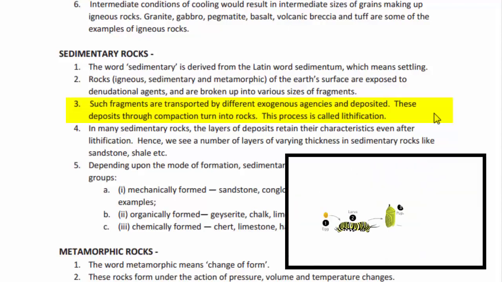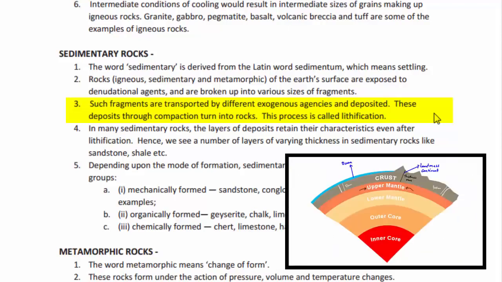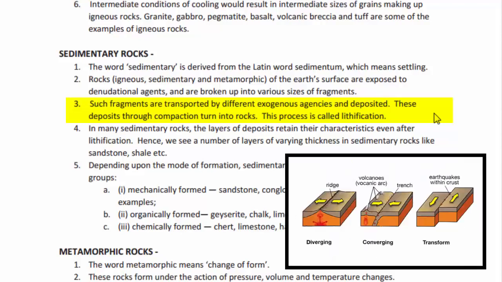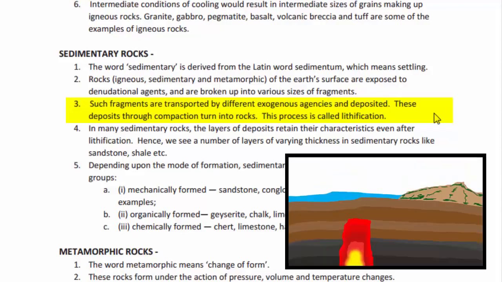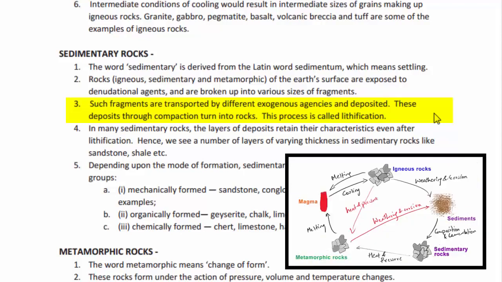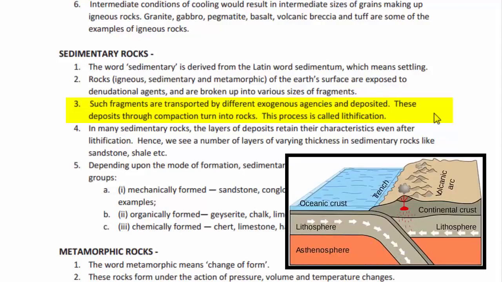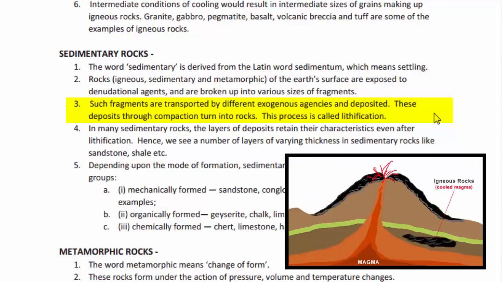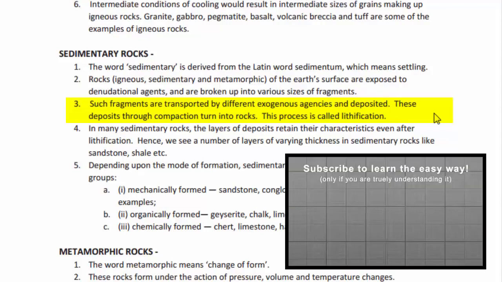Now these small fragments get deposited in the form of layers and layers, one after another. This process creates pressure that is called compaction, and as it happens there is a good amount of heat under the crust, so it becomes all the more easier for these debris to develop into a full-fledged rock. This process is called lithification.